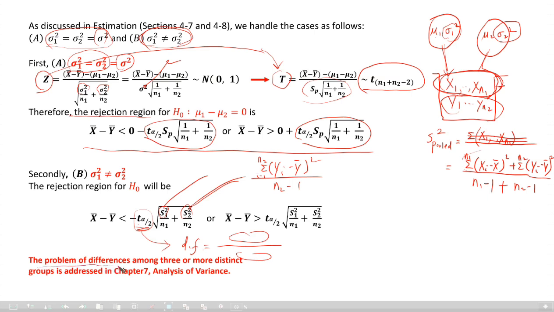For differences among three or more distinct groups, we just explained the two independent population cases. But three or more distinct groups is the problem of analysis of variance, ANOVA, in chapter 7. This topic is also important and I think a very, very interesting subject.